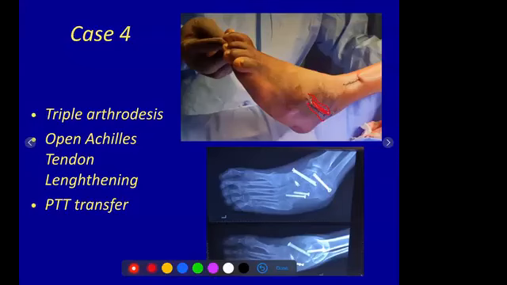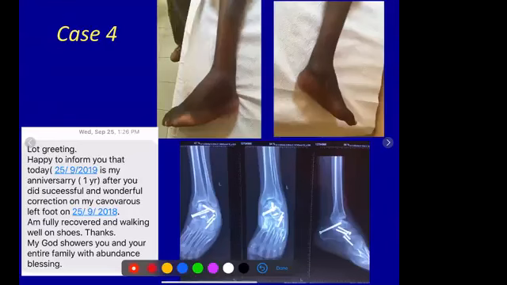I think I probably did a medial incision because I cannot see a dorsal incision here. Yes, I did a medial incision for the talonavicular joint because I was accessing the tibialis posterior tendon. I usually don't do a medial incision for the talonavicular joint. I usually do a dorsal incision, but in this case, I did a medial incision, an open Achilles tendon lengthening, and that.